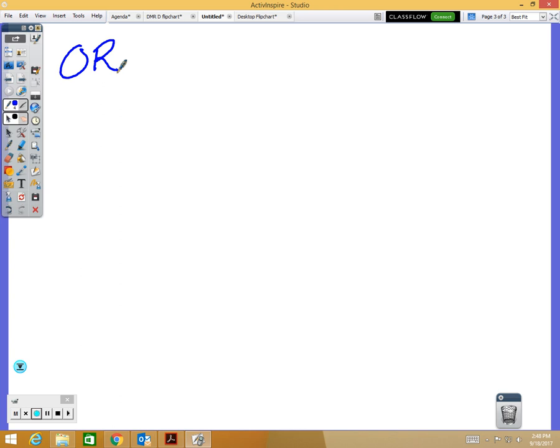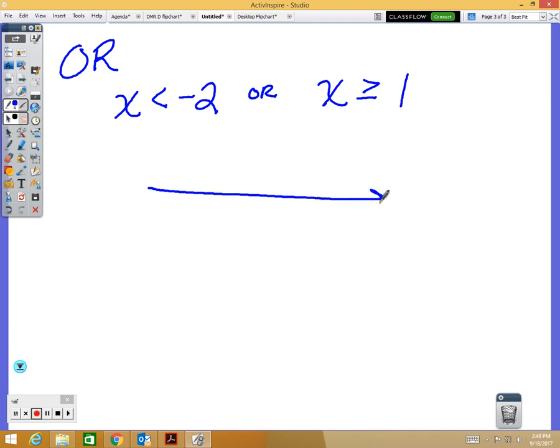So or means, if you had like x is less than -2 or x is greater than or equal to 1, we could put this on the same graph. So thinking about my numbers here, I need at least from -2 to 1. All right, so I'm going to do -3, -2, -1, 0, 1. As long as you have from -2 to 1, you should have enough space.